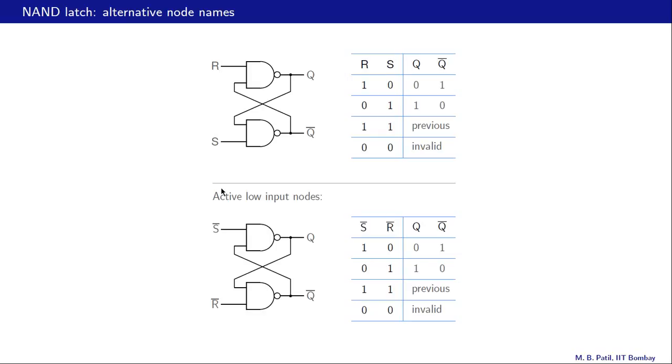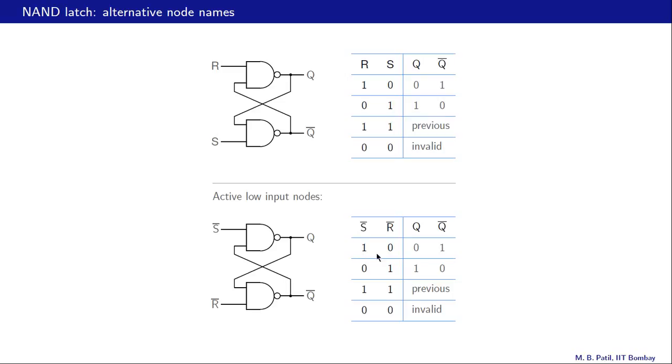Instead of having active high inputs, like we saw in this NAND latch, we can also have active low inputs, and that circuit is shown over here. We have S bar now and R bar, and S bar is active when it is low. So that means S bar equal to 0 corresponds to S equal to 1 in this configuration, in the top configuration. Alright, let us try to understand the table now for this circuit.